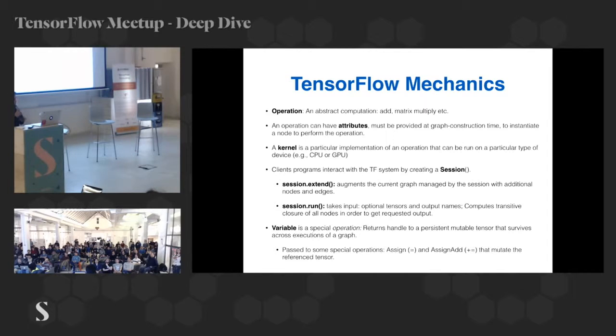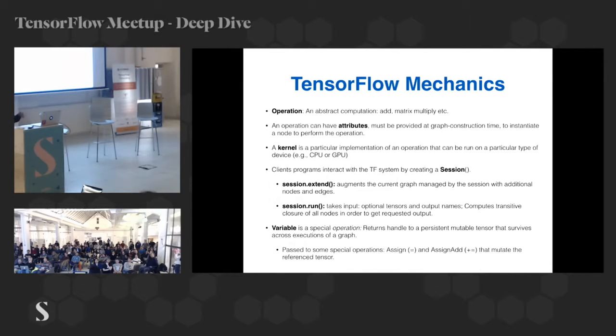Then there is the operation, which is an abstract computation, again, add, matrix multiply. The operation can have attributes. At the graph construction time, you have to instantiate that node, say instantiate all the variables. So this happens only once. And later I'll show in the demos how this works. The kernel is a particular implementation of that particular operation. So if I want to do matrix multiplication on CPU and on GPUs, probably the code could be different. The way it handles memory would be different. So you can write kernels for both of them.